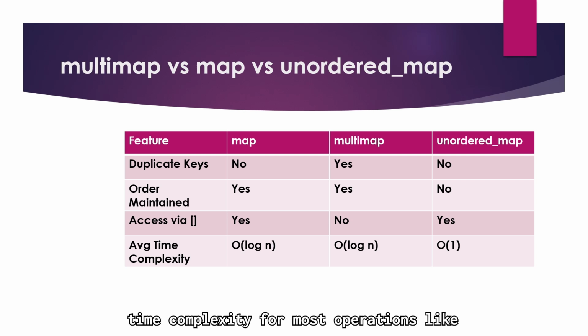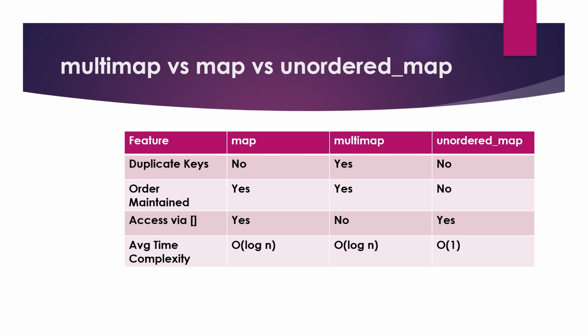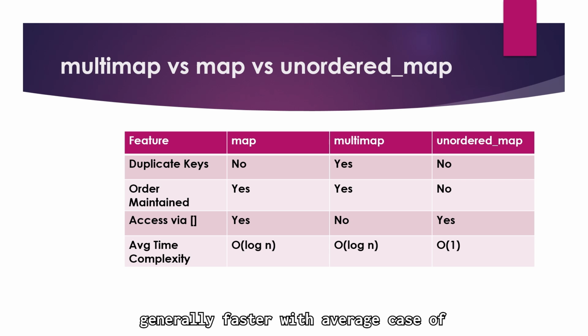Finally, time complexity. For most operations like insert and lookup, map and multimap offer log n performance. Unordered map is generally faster with average case of constant time, but only when you don't care about ordering. This comparison is critical when choosing the right container for your problem.